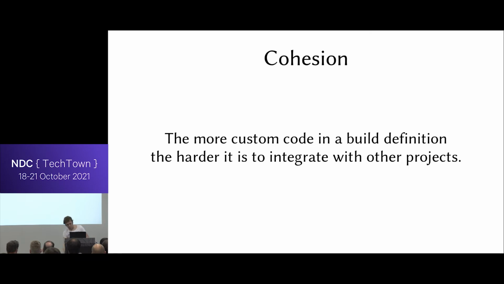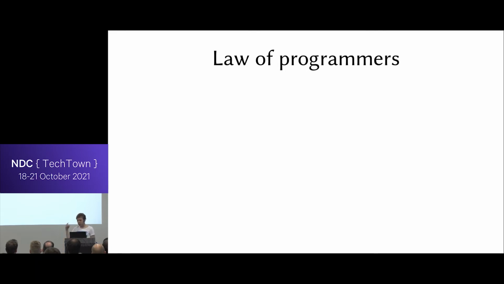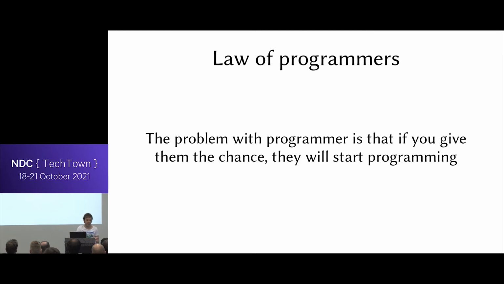Because what tends to happen is what I call Jussi's law of programmers, which goes the following way. The problem with programmers is that if you give them the chance, they will start programming. This has happened several times: people come to the Meson chat on Matrix and say, hey, I want to do this very complicated thing, how do I do this? And then it's like, okay, so what problem are you trying to solve by doing this? And then they say the same thing again. It's like, no, I need to do this.